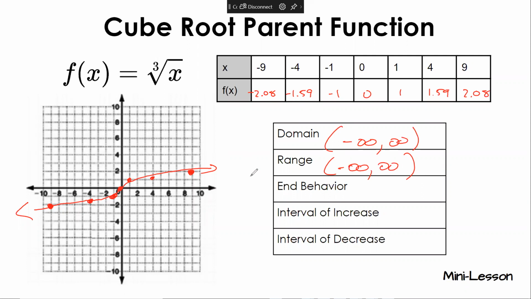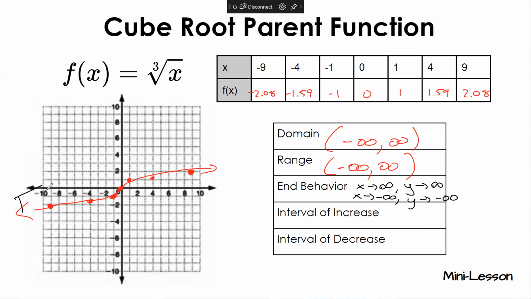For end behavior, it's going to be kind of similar to what we've seen in the past. As we look to the right, what's happening to our y values? Where are they going? They're increasing to positive infinity, right? As we move to the left, so as x is approaching -infinity, what's happening to our y values? Decreasing.